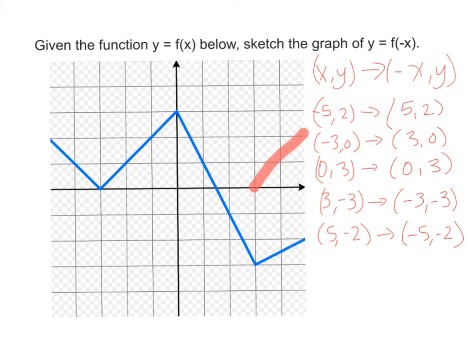Sometimes it's easier if you join them right away rather than plot all the points and then try to join them. 0, 3. So that's that invariant point we talked about. Negative 3, negative 3. So down there. And negative 5, negative 2. That's the horizontal reflection in the y-axis.